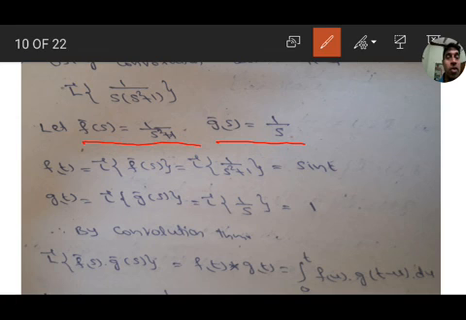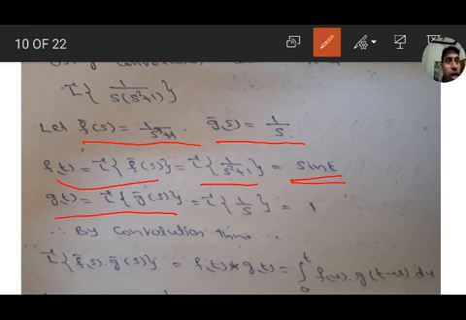So here f of t equal to L inverse of f bar s, that is L inverse of 1 by s square plus 1, that is sin t, and g of t equal to L inverse of g bar s, that is L inverse of 1 by s, that equals 1. So by convolution theorem, L inverse of f bar s into g bar s equal to f of t star g of t, that is integration 0 to t f of u into g of t minus u du.